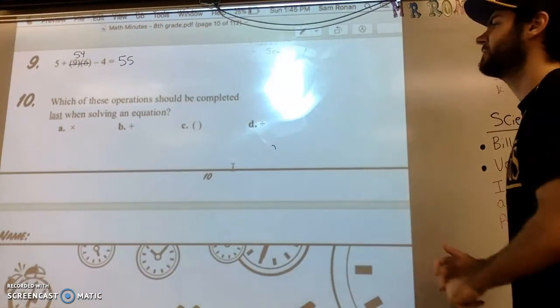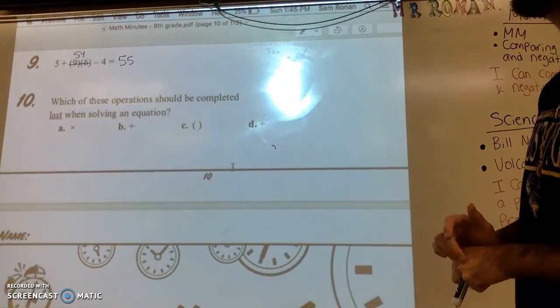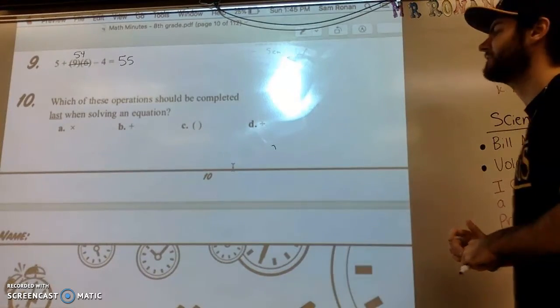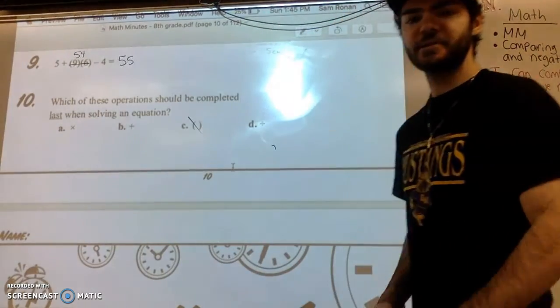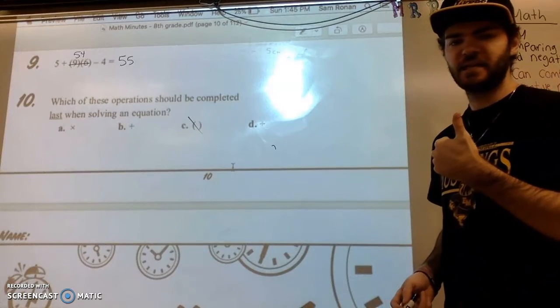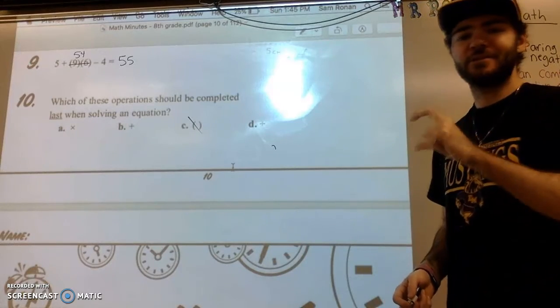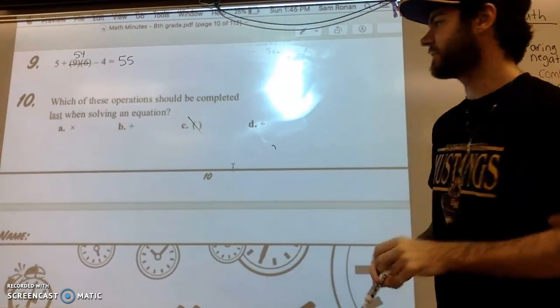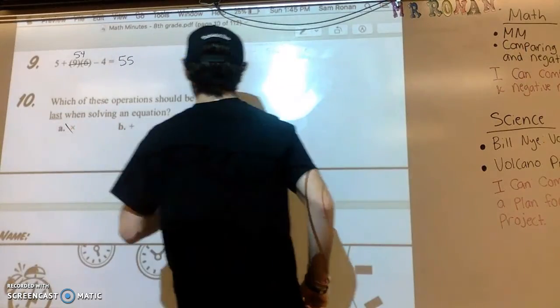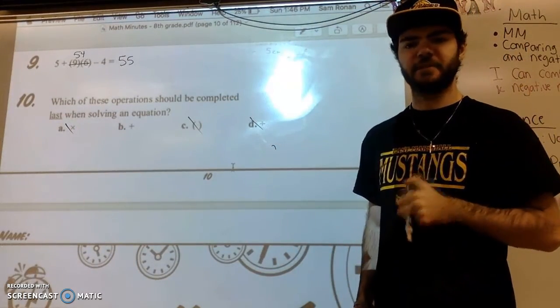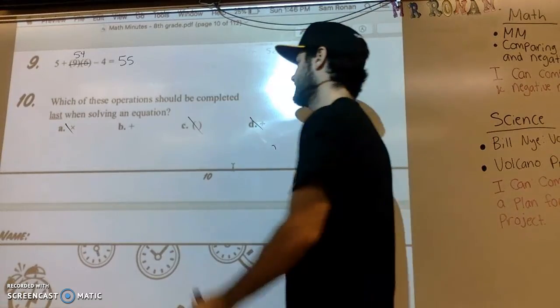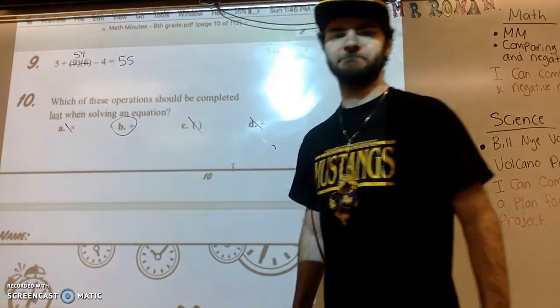Answer there. And then number 10, which of these operations should be completed last when solving an equation? Well, we know parentheses is going to come first, then there's exponents, and then after that it's multiplication or division, whichever comes first. Okay, so we have multiplication here, we have division here. All that's left is addition, and addition and subtraction would come last. All right, so B. Sweet.